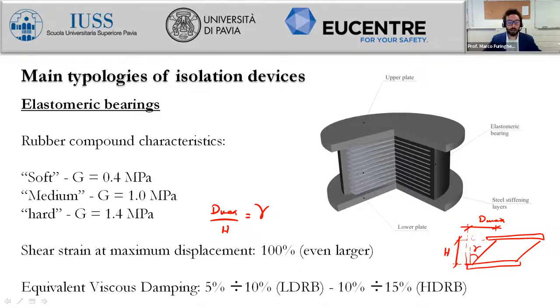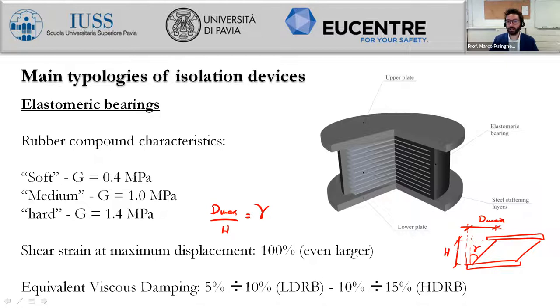Okay, so this is this angle. Professor, sorry, one question. Yes. How is D max defined, for what hazard? Excuse me, could you repeat? How is D max defined, the maximum displacement, for what seismic hazard? Yeah, this is directly related to the seismic hazard, so the spectrum and so on. So this is the outcome of the design procedure.